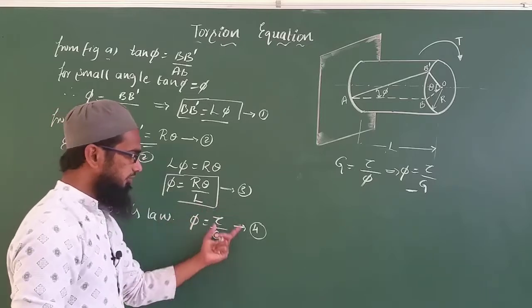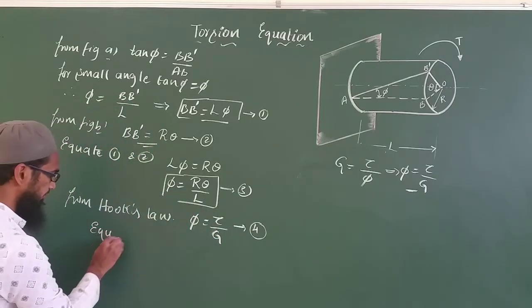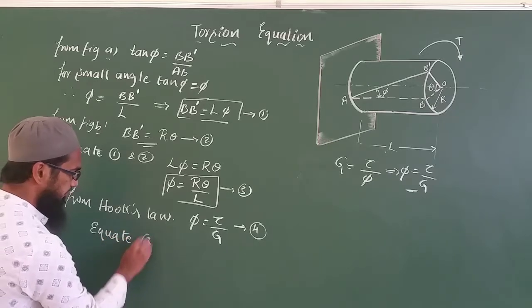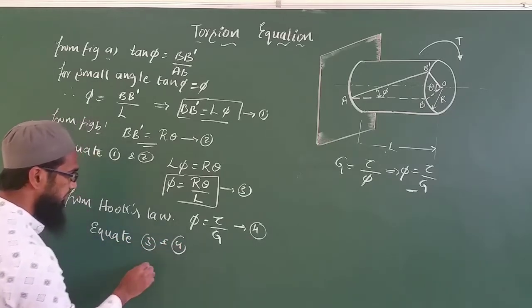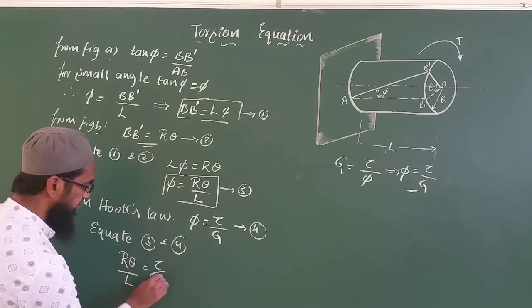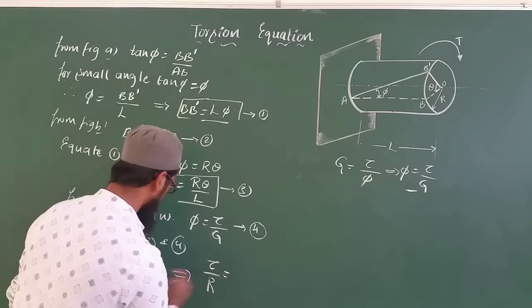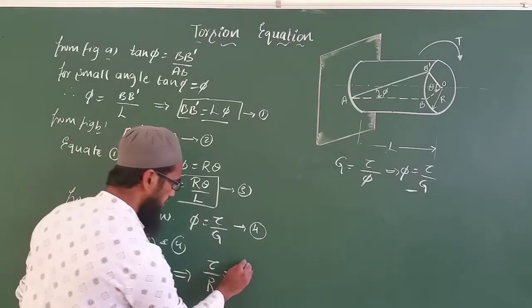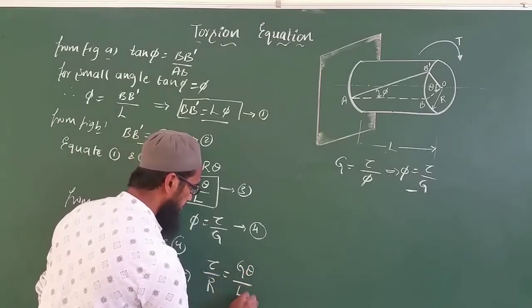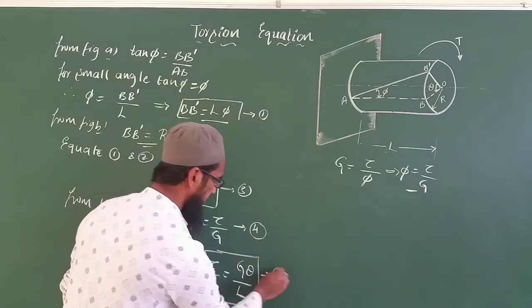Now we just equate equation 3 and 4 because of the same phi here. Which gives r theta by L is equal to tau by G. From this, you just cross multiply here, tau by r is equal to G theta by L. So this I take as equation 5.